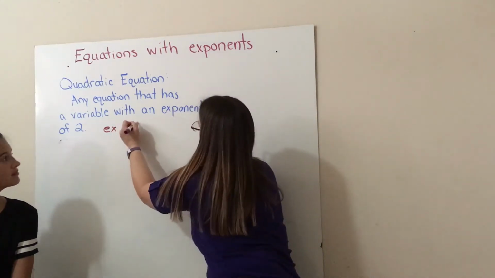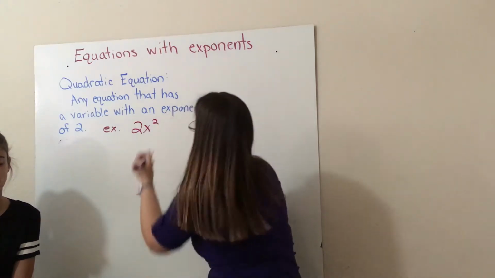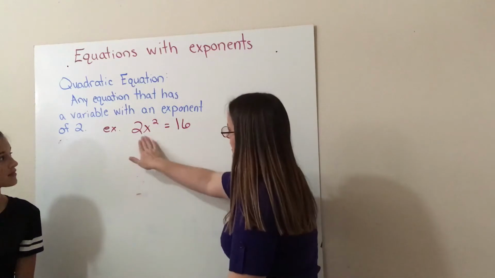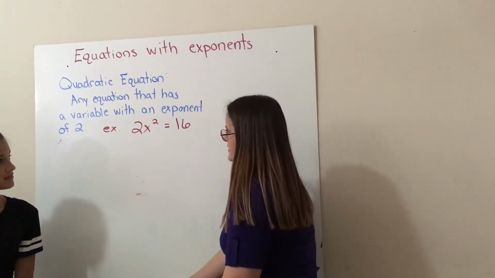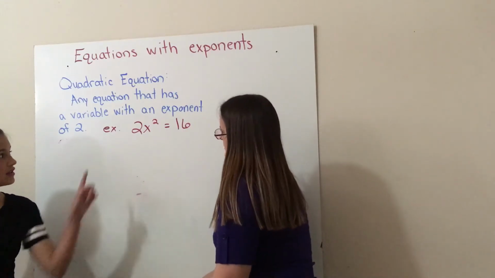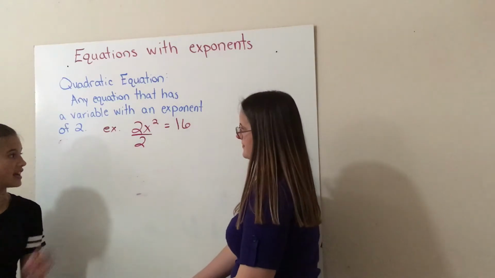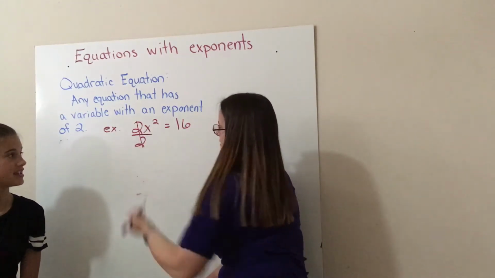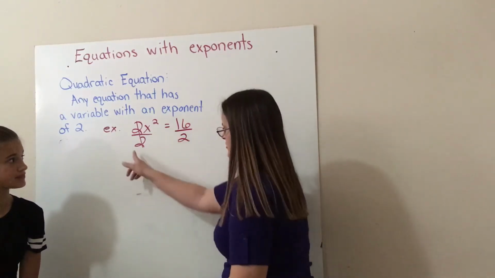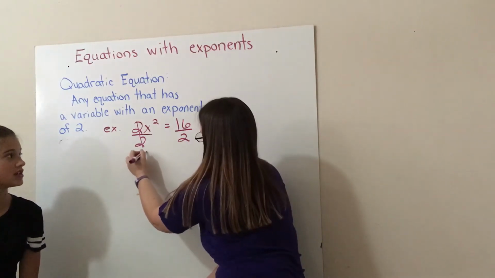All right, 2x squared equals 16. Kalan, I'm going to ask for your help with this. How do I get my x by itself? First, you would have to divide the 2 by 2. Divide by 2. And that would cancel. And then you would also divide the 16 by 2. I want to keep my equation equal, so I have to do the same thing to both sides. So now you would have x squared equals 8.